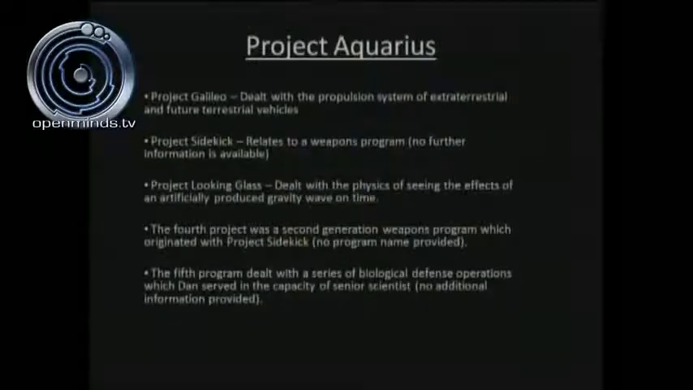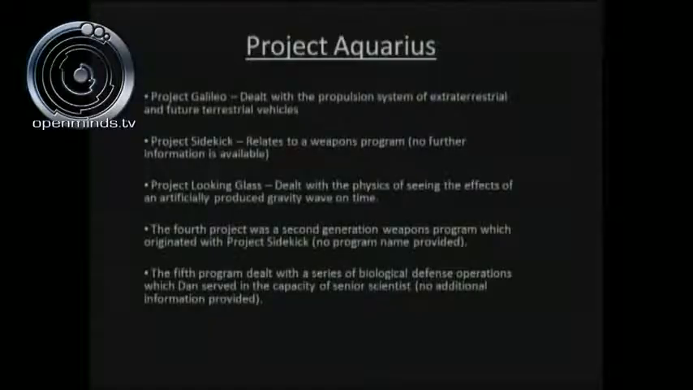Project Aquarius terminology. Let's talk about some terminology here. Project Aquarius is nothing more than an umbrella term for everything having to do with mankind's interaction with extraterrestrials. Below that, there are about 5 different programs. The first one is Project Galileo. It dealt with the propulsion system of extraterrestrial and future terrestrial vehicles. So that was the first one.